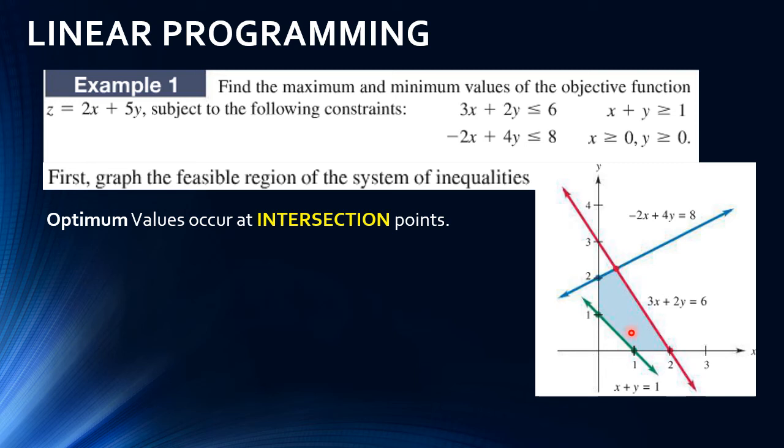Once we've done that, what we really care about are the corners of the feasible region. Optimal values, maximums and minimums occur at the corners or the intersections.